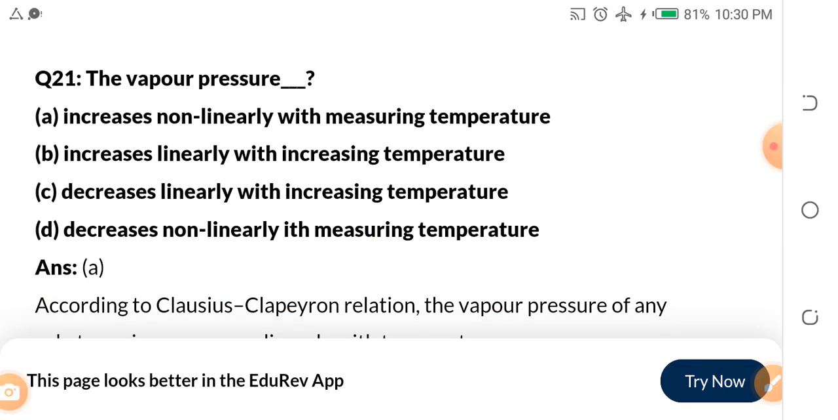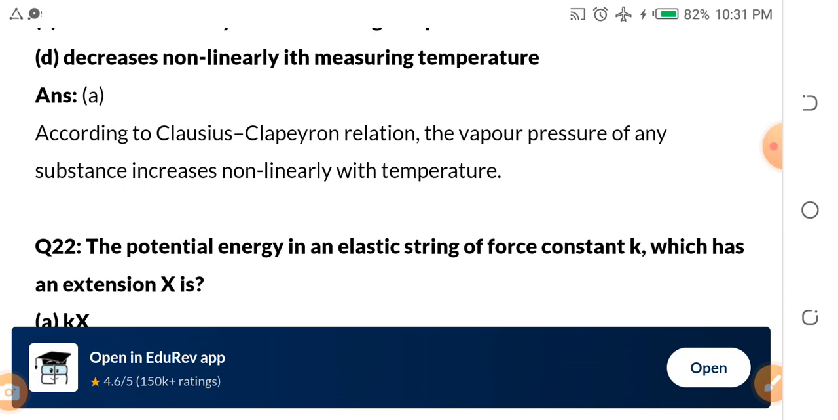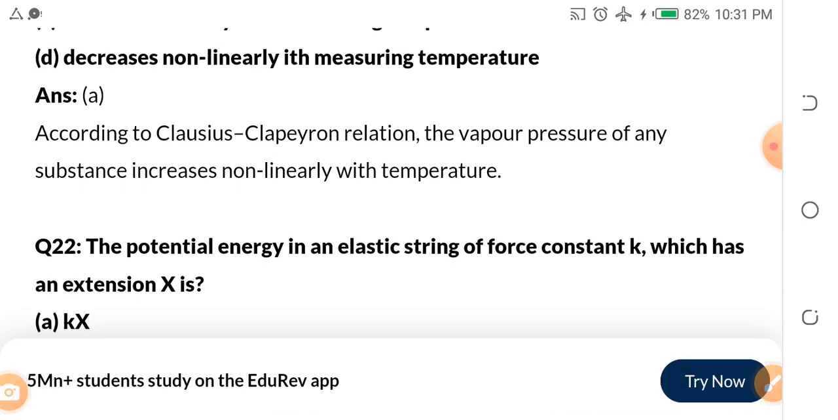The vapor pressure dash. A, increases non-linearly with increasing temperature. B, increases linearly with increasing temperature. C, decreases linearly with increasing temperature. D, decreases non-linearly with increasing temperature. The answer is A. Vapor pressure increases non-linearly with increasing temperature. The vapor pressure of any substance increases non-linearly with temperature.